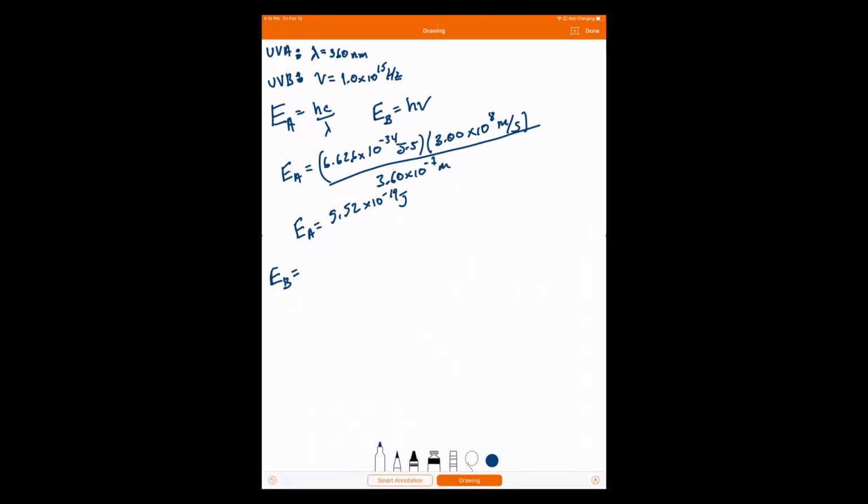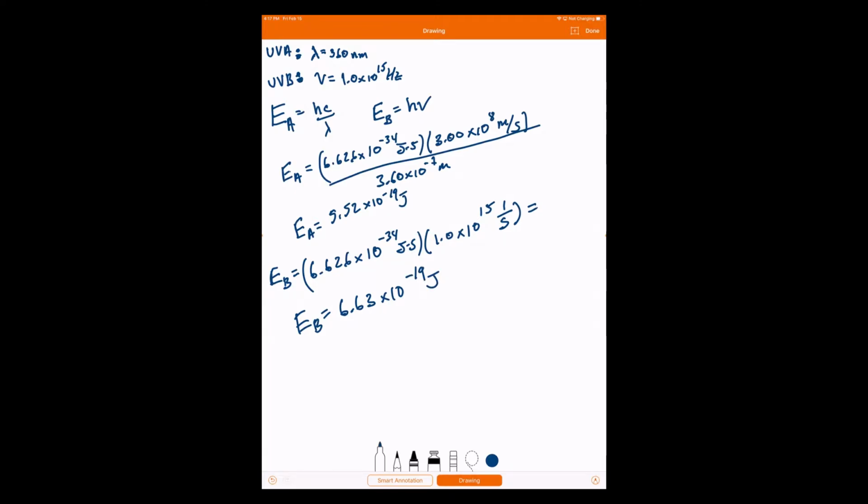Then we take a look at UVB. We're given the frequency, so let's just use that version of the energy equation. That starts with Planck's constant, and I'll multiply it by the frequency, which was 1.0 times 10 to the 15th hertz. Remember that a hertz is one over seconds, so the units will cancel out just fine. When I put this into my calculator, I get that the energy of UVB is 6.63 times 10 to the negative 19th joules.